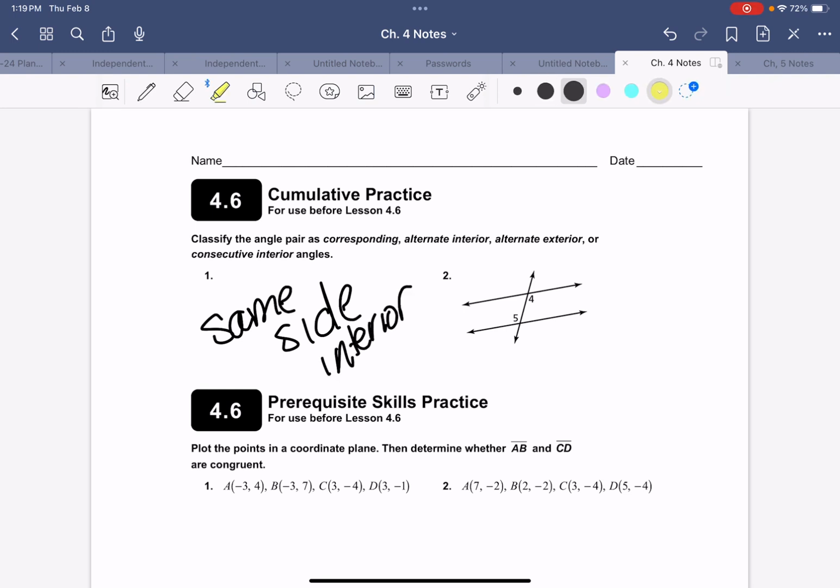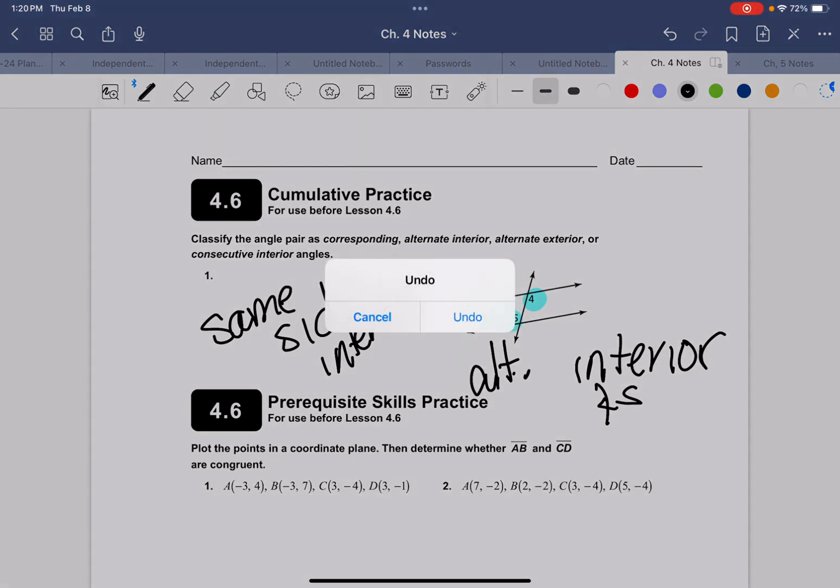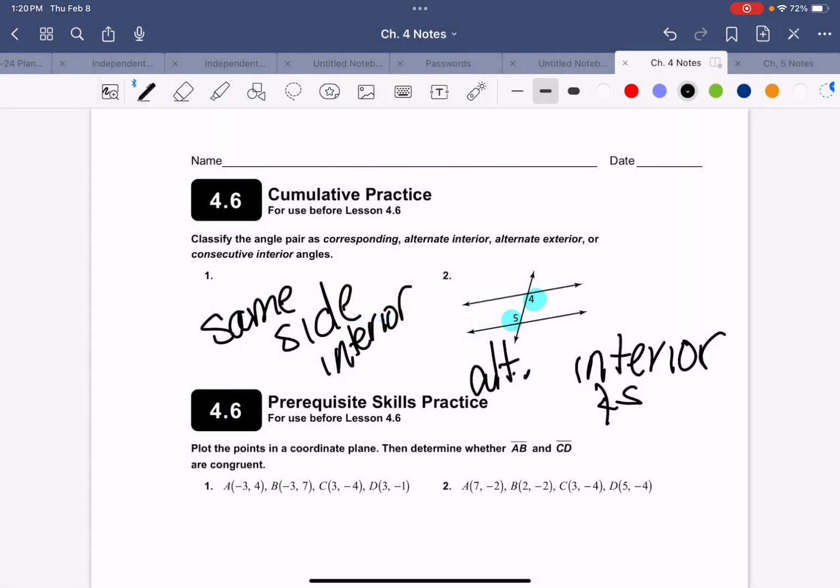Now, the second one's over here. We've got both are interior, so we know for a fact they're interior angles. Okay, and they're on alternating sides, so they are alternate interior angles. Okay, and we know same side interior angles are supplementary. So these are going to end up equaling 180 degrees, and these two are congruent, so they're going to be the same angle.